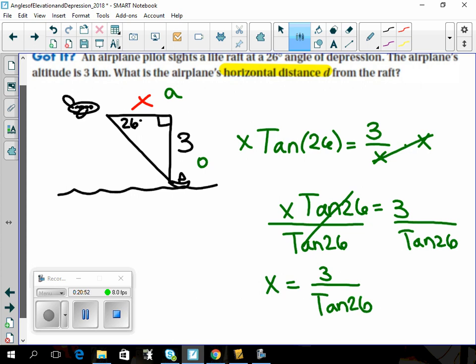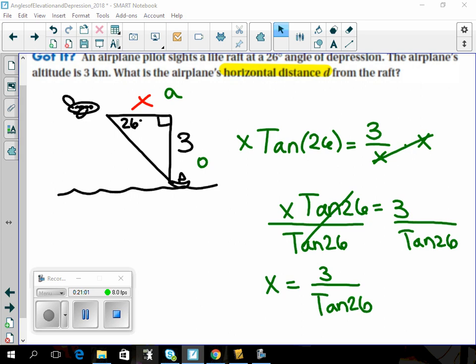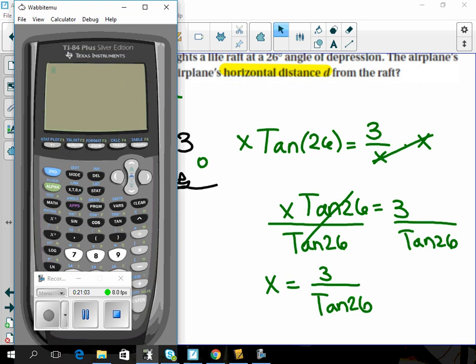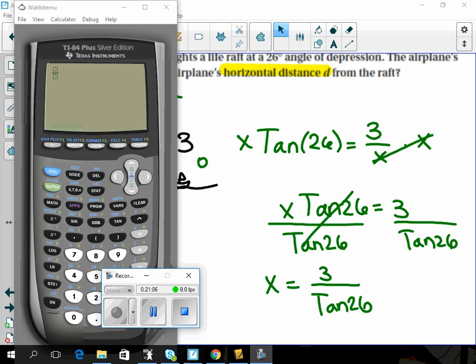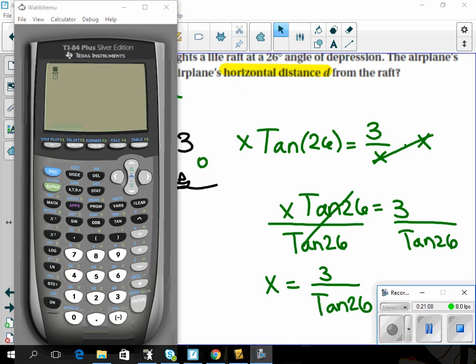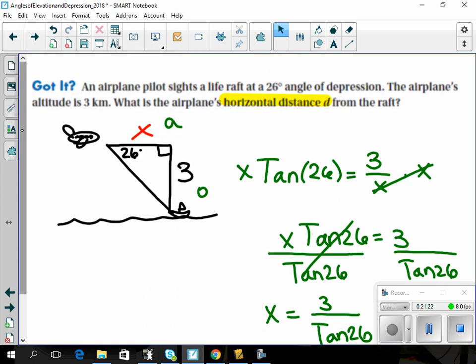Okay? Do you remember how to type it into your calculator? You got to have a fraction. Where do you find the fraction on the calculator? Alpha y equals. Beautiful. You definitely want to do that. So we're going to say alpha y equals, and we're going to type it in. 3, arrow down, tangent of 26, 6.15. What are my units here? It's not feet. It's kilometers, right?